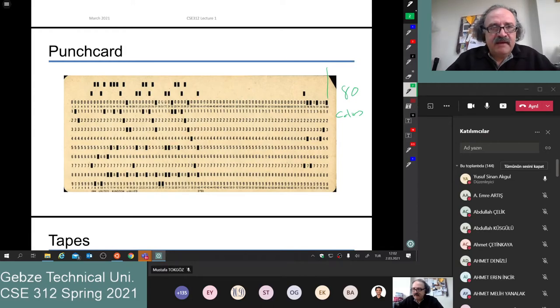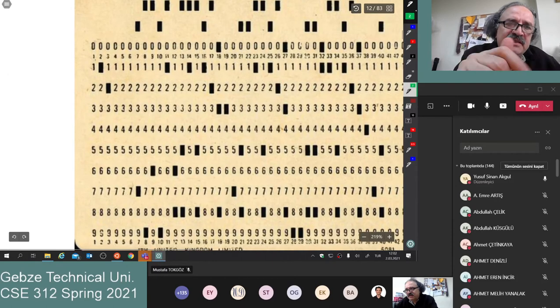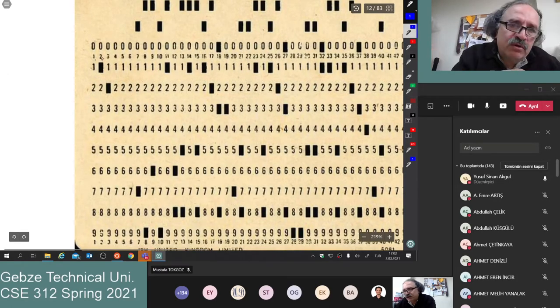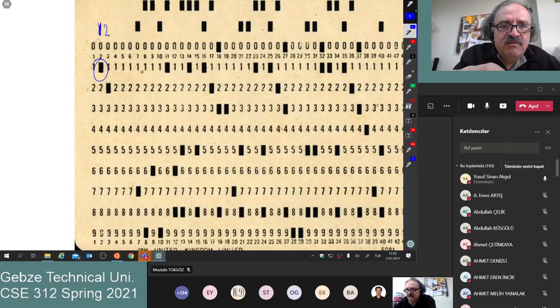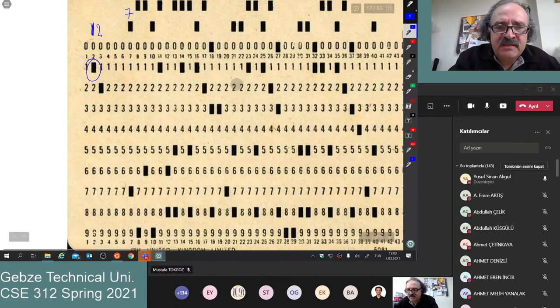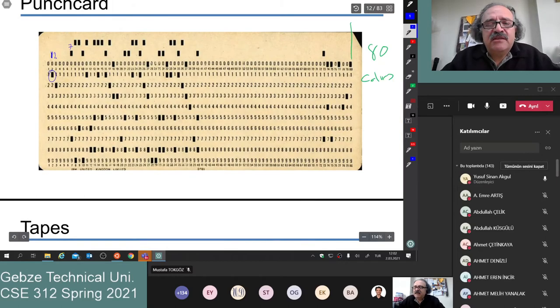For each column, see, these are holes. I put a hole here. That means column number two is holding the value one, and the next value is two. For this one, empty, I guess. For this one, it is 7, and there is a special character that I don't know what it is. As you see, instead of dialing those numbers, I feed this card to the computer. This is a punch card.